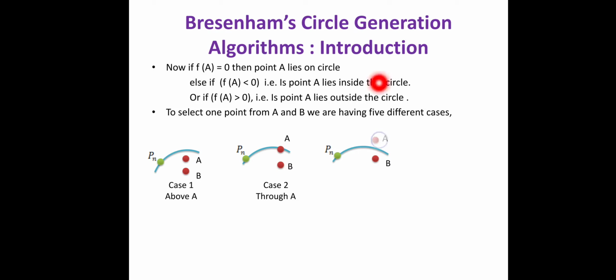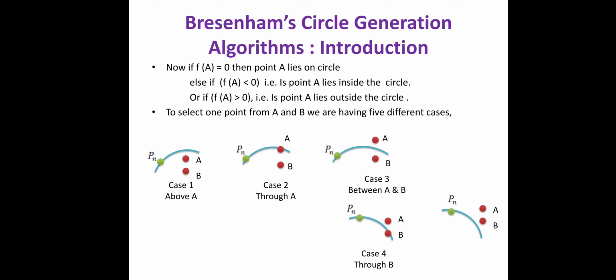If your f of A is greater than 0, it means your point is outside the circle. So this is the case where your curve or your circle is in between A and B, and one point is outside, one point is inside. Another case is if you have this point, then A will be outside and B is on the circumference of the circle. So this is also a case where your circle is passing through point B. Another case is where both the points are on the outside of the circle.